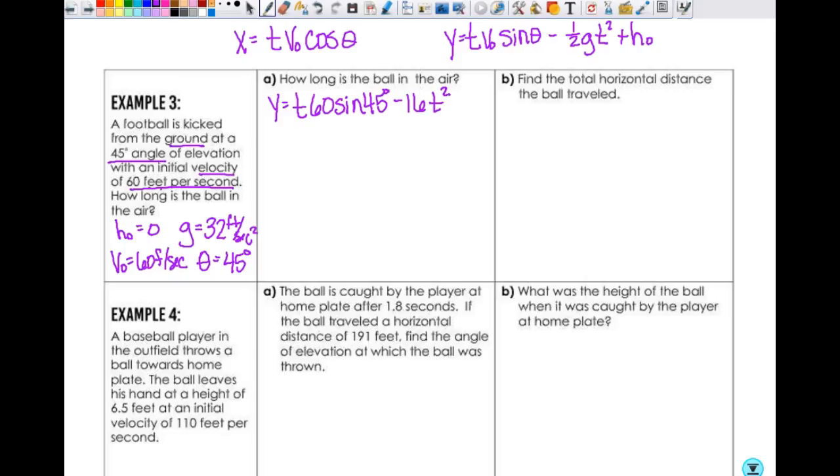So there's a few different ways I could do this, but this is a quadratic. This whole factoring and whatnot's not really going to work out for me. So I need to do the quadratic formula, which means I'm going to set this equal to 0. Okay, quadratic formula song.